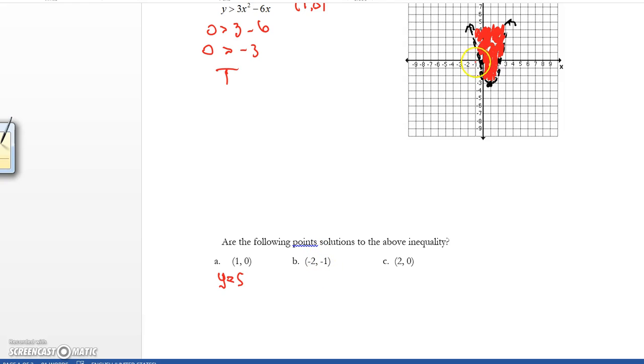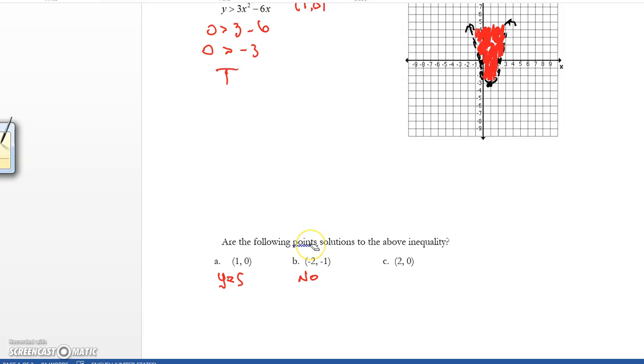Negative 2, negative 1. Negative 2, negative 1 would be right here. Like, I'll put the dot. We're not really plotting these, but since that is outside of the shaded region, it's no. I'm going to go ahead and erase that because I don't want to think that that's part of the problem.